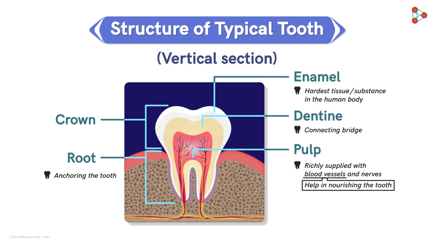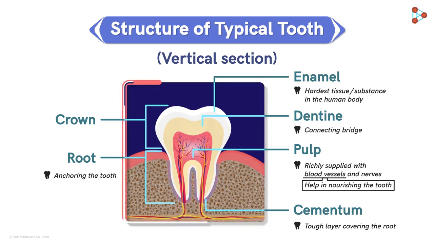Now, are you able to locate this part? This is called the cementum. Isn't the name self-explanatory? Yes, it acts like a tough layer that covers the complete root. As you can notice here, the structure widely spreads across the complete root of the tooth. So this is the structure of a typical tooth.